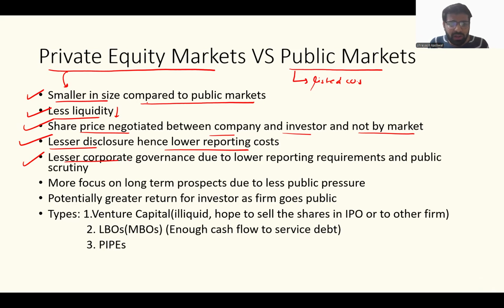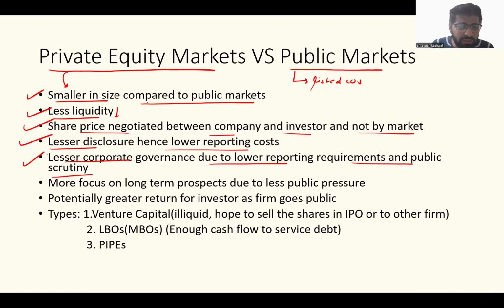And then there's lesser corporate governance due to lower reporting requirements and public scrutiny. Of course, my stock is not listed, so I'm not going to go through public scrutiny like a public company does. Because their stock is listed, they are going to be talked about on CNBC, Zee News, all of these things are going to be happening. They're going to be under public scrutiny and in the public eye. But I'm a private company, of course not that big. Big companies are under scrutiny, but I'm a private company which has a decent business. I'm not going to be under public scrutiny. People are not going to talk about my share. All of these things are not going to happen, right?